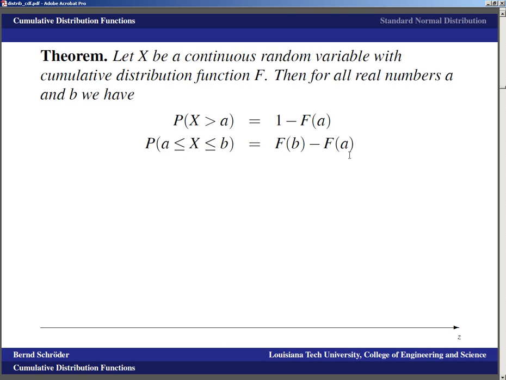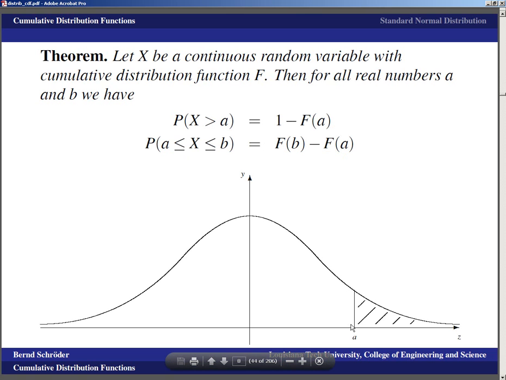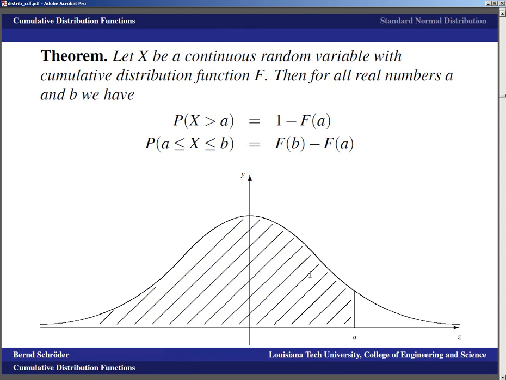That ought to make sense. Let's take a look at the pictures. First, the probability that x is greater than a. Well, if a is here, then the probability that x is greater than a is here. That means that the probability that x is smaller than a is over here, and that probability, of course, is F of a. So this probability is complementary to F of a, so it's got to be 1 minus F of a.